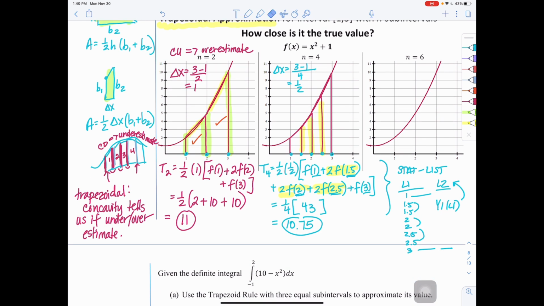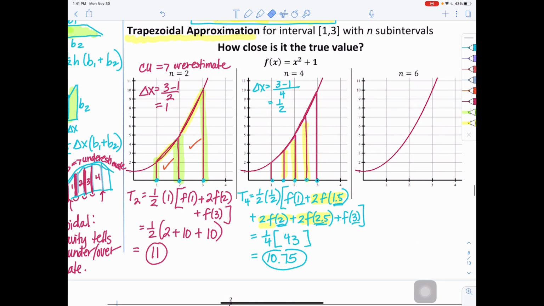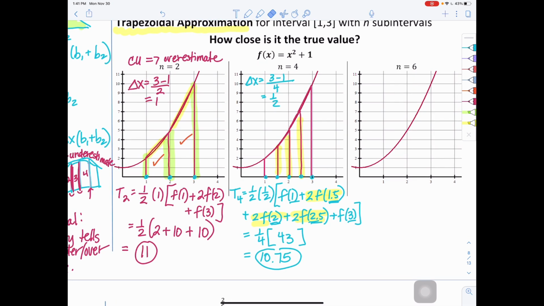Okay? So now let's try a T6. I'll go ahead and change colors. So we have a T6. I'm going to go ahead and write 1/2 because that's part of the formula. And then delta x is still 3 minus 1 over 6. That's 2/6, so it's 1/3. So 1/2 multiplied by 1/3.